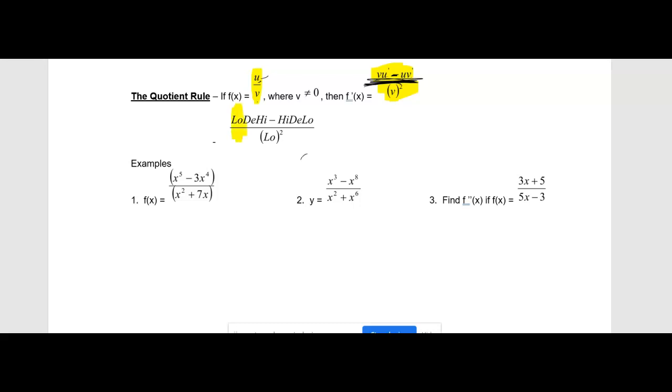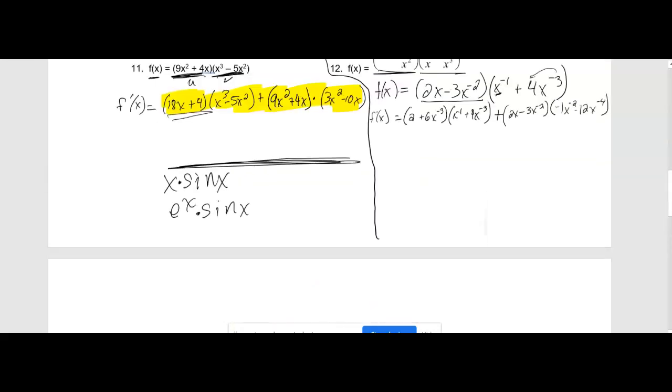This very first year, many, many years ago, I threw this on there because it was in one of the books. And people actually really like this and use this a lot. The order is important with the quotient rule. In the product rule, it doesn't matter.